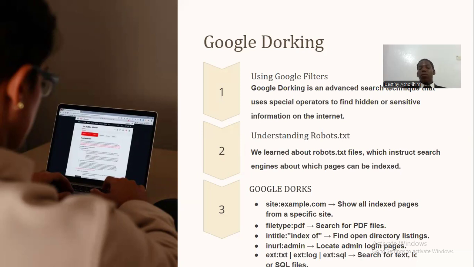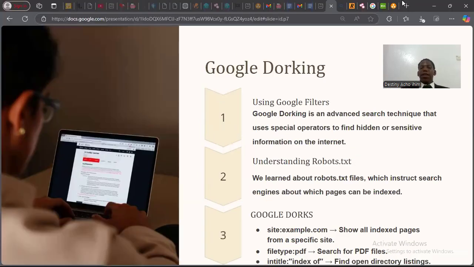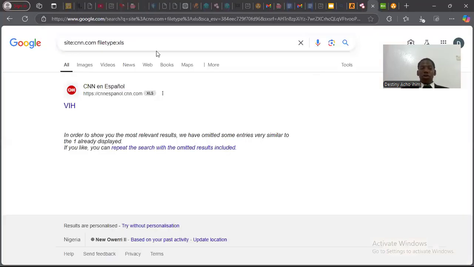Now, there are also filters, or sorry, Google Dorks that we can use, right? And all it does is that it specifies the information that you are looking for. So let's say this is a Google Dork.